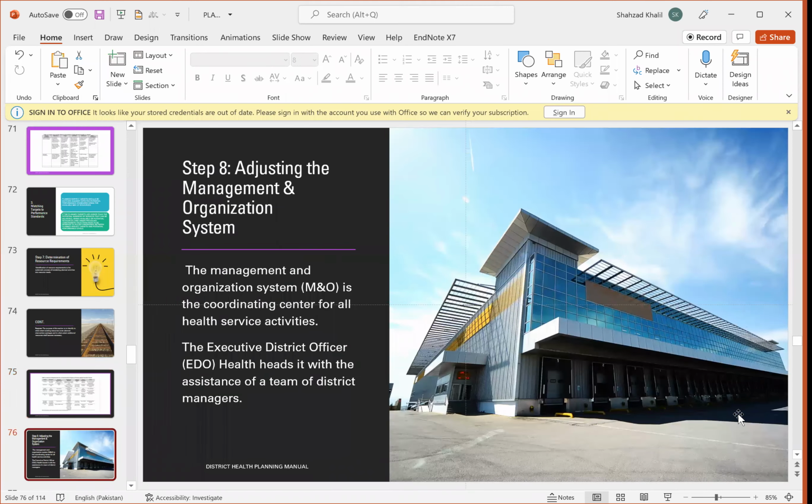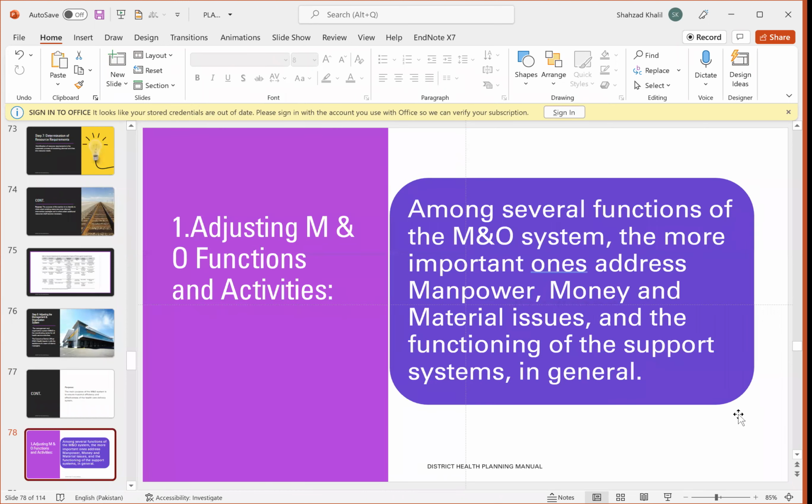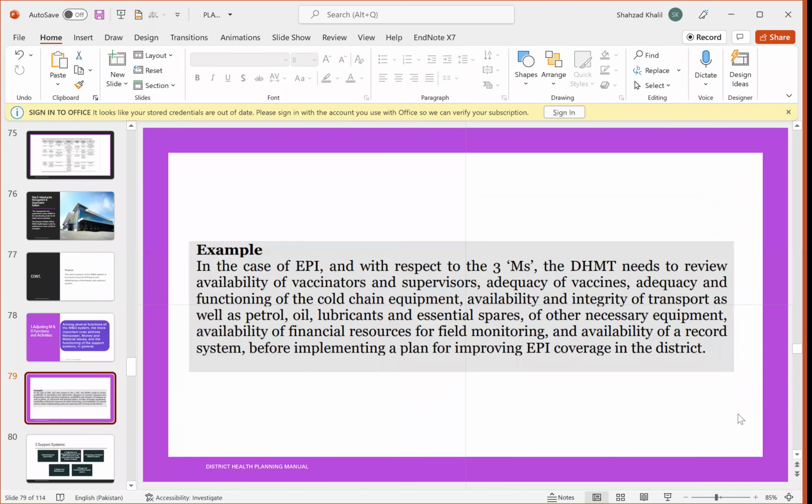The management organization system is the coordinating center for all health service activity. The executive EDO heads it with the assistance of a team of district managers. The main purpose of the management system is to ensure maximal efficiency and effectiveness of the healthcare delivery system. And one of the management's functions, among several, and the more important one, is to address manpower, money, material, and the function of the support system in general.